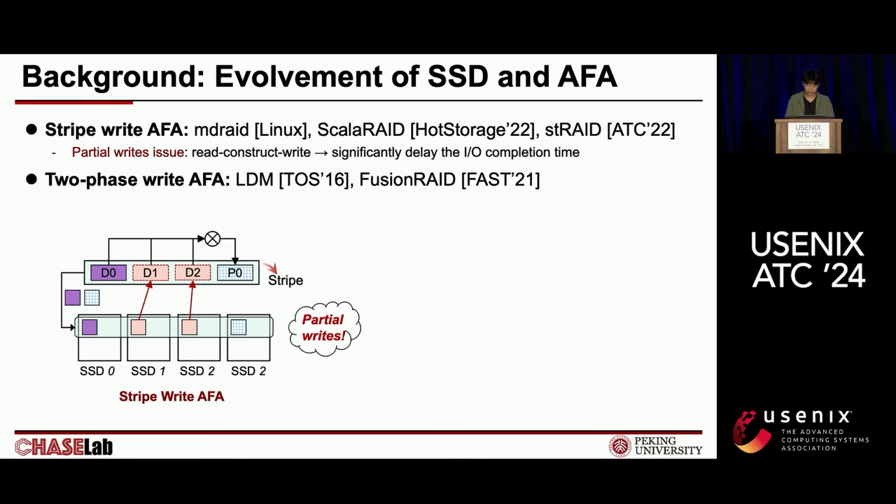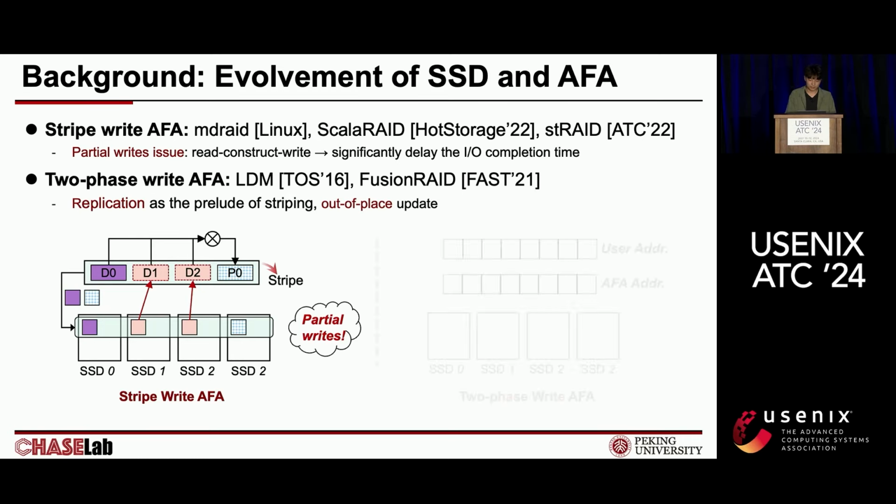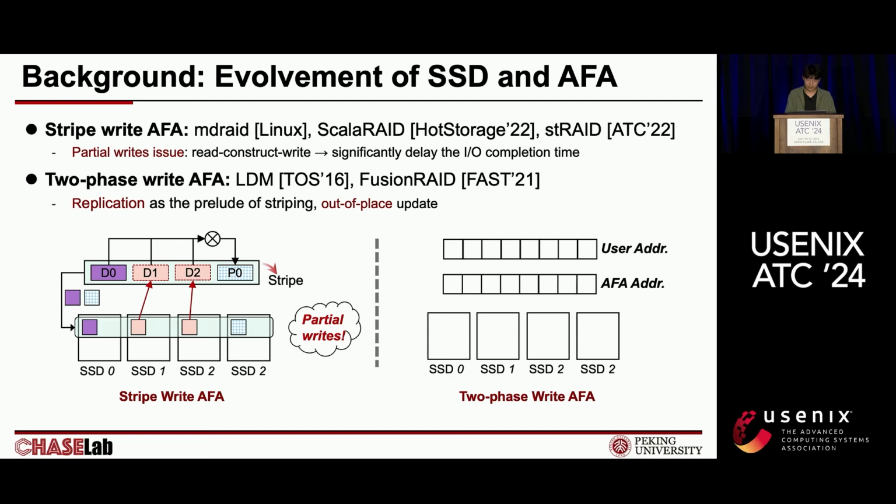Tackling this issue, two-phase write AFA uses replication as a stepping stone to the striping. In the replication phase, data chunks are replicated into n+1 copies to provide the same fault tolerance as strip write AFA. When the size of replicated data exceeds a given watermark, or user I/Os are delayed, the conversion phase starts. In particular, the host reads all data of the same strip from SSDs and computes the parity. Then the data and the parities are written back to SSDs.